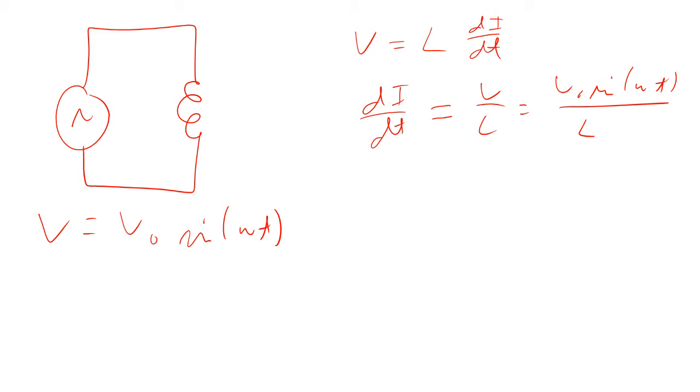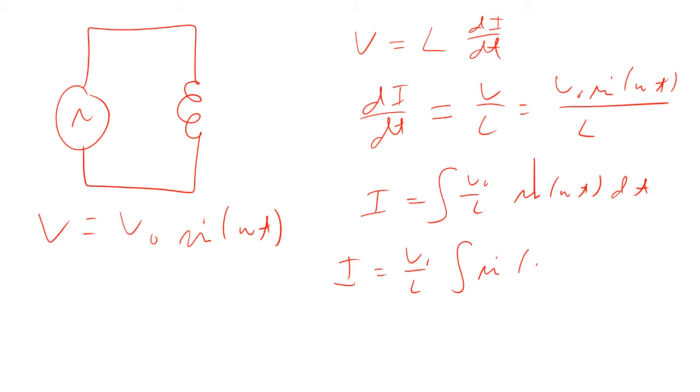And so if we want to find I, then I would be the integral of V naught over L sine omega t dt. So this would be equal to V naught over L integral sine omega t dt. So this is going to be equal to minus V naught over L cosine omega t, now with an omega out front.